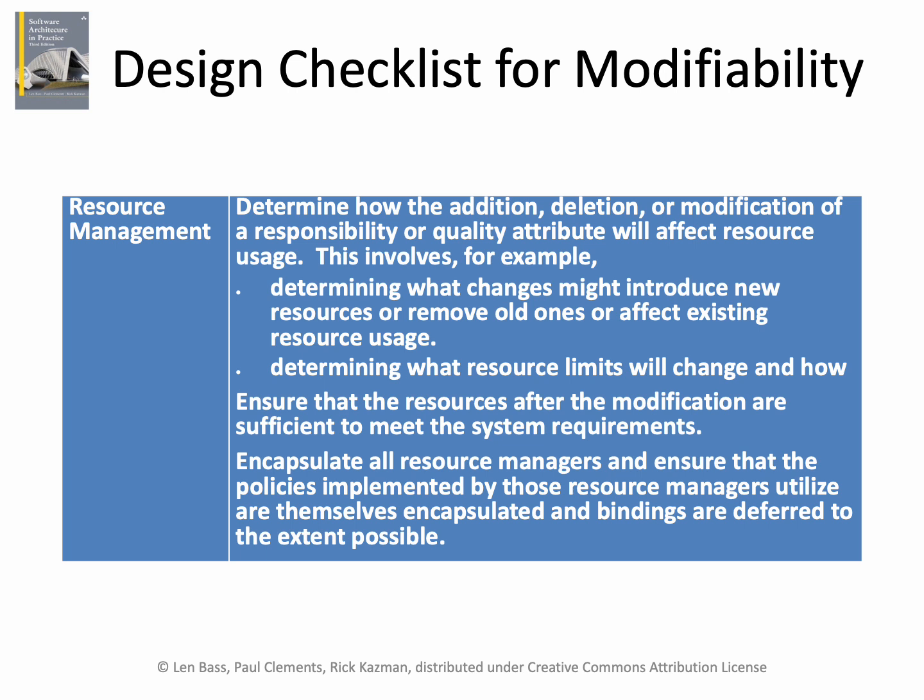Resource management. Determine how the addition, deletion, or modification of a responsibility or quality attribute will affect resource usage. This involves, for example, determining what changes might introduce new resources or remove old ones, or affect existing resource usage. Determine what resource limits will change and how. Ensure that the resources after the modification are sufficient to meet the system requirements. Encapsulate all resource managers and ensure that the policies implemented by those resource managers are themselves encapsulated and that binding is deferred to the extent possible.